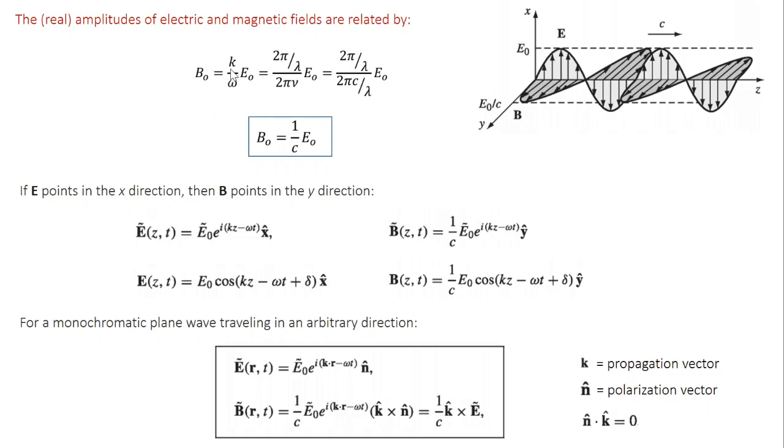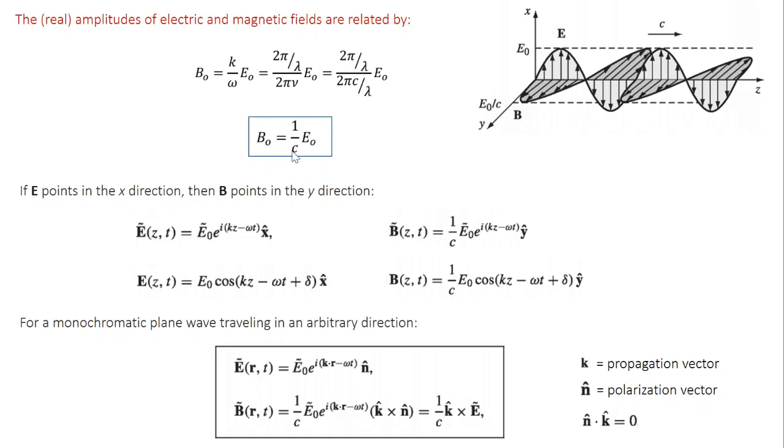Propagation constant k equal to 2 pi by lambda. Similarly, angular frequency omega equal to 2 pi into linear frequency nu. Nu you can write as velocity c divided by lambda. So you have some common terms. When you cancel that, you get B naught equal to 1 over c E naught. This is a very important result.